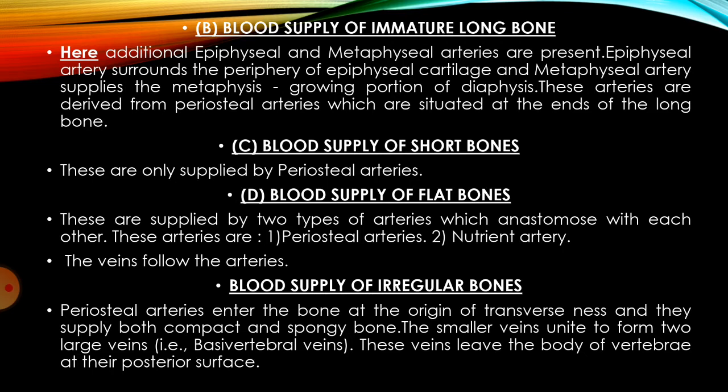vertebra. That's how the vertebra gets their supply, and there will be smaller veins that will unite to form the two large veins known as the basivertebral veins, and we will discuss it in detail when we will study the region wise vertebrae.